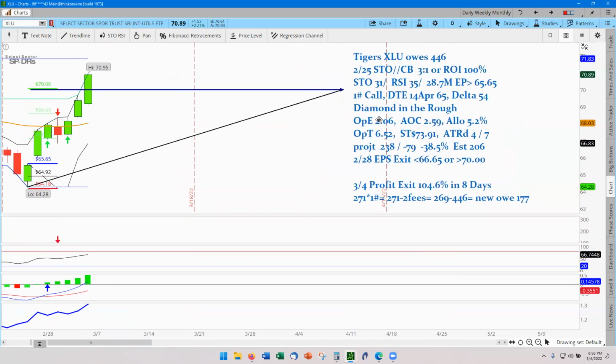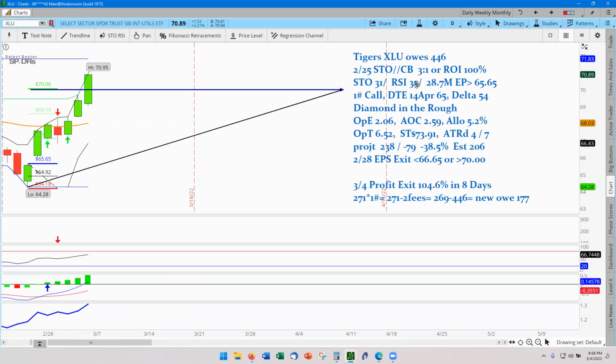And there we go. So this account is the Tiger's account. XLU was owed 446. We got in on 225, as you saw. It was Stochastics, the value was at 31. Stochastic with RSI 35. That is the sweet spot.